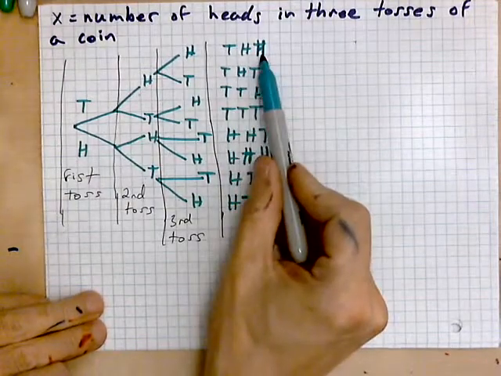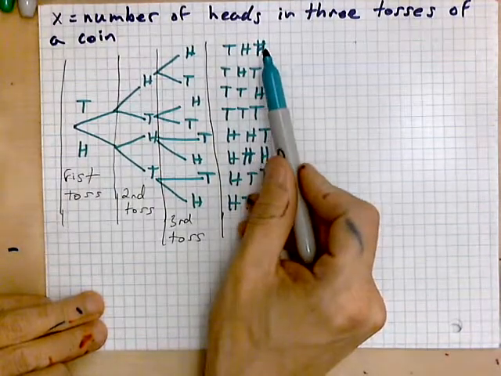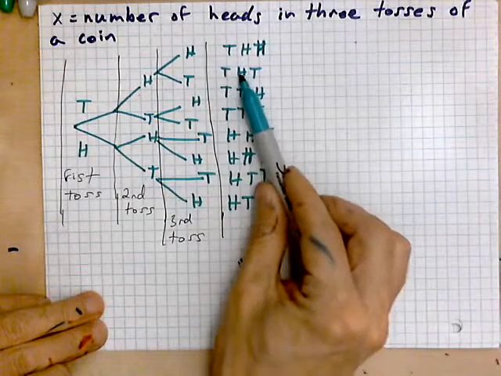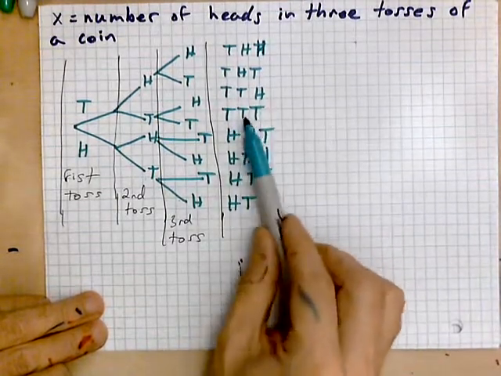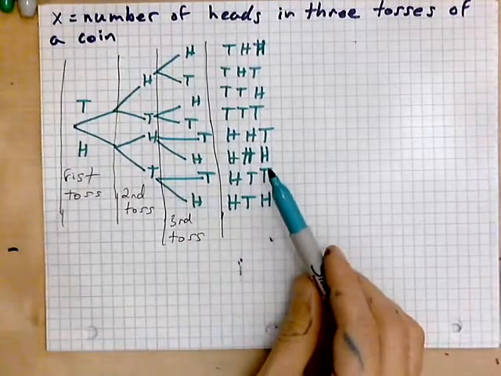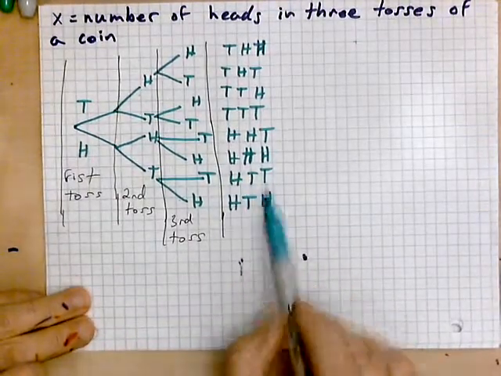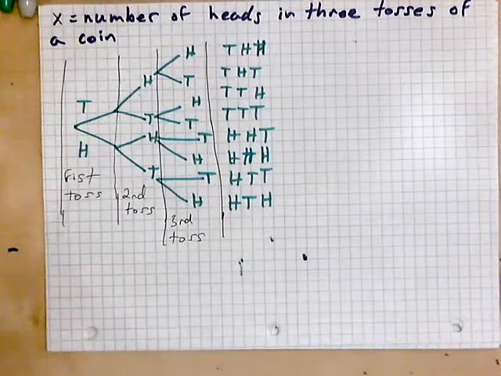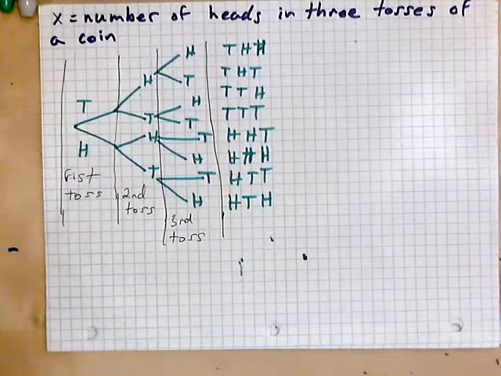So tail, head, head. To be sure you can read that, that was meant to be an H, not a T. Tail, head, tail, tail, tail, head, tail, tail, tail, head, head, tail, head, head, head, head, tail, tail, head, tail, head. So these are the options available.